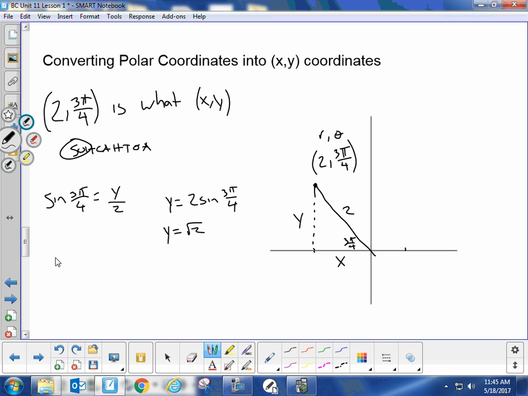That's great. Now, for the x part, what would I use? The CAH part. Cosine of 3 pi over 4 is equal to x over 2. X is equal to 2 cos 3 pi over 4. Cosine 3 pi over 4 is negative root 2 over 2, times 2 is negative root 2. So I've just turned this into an xy.